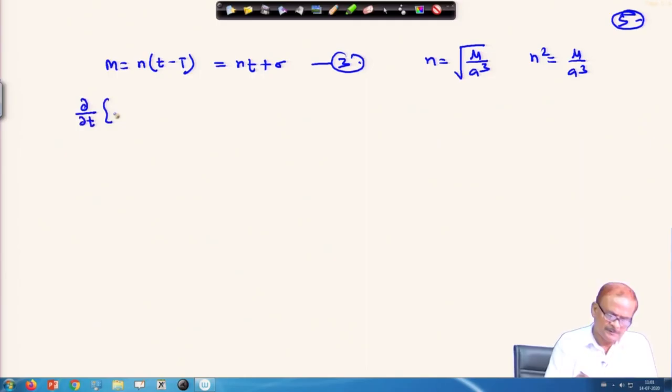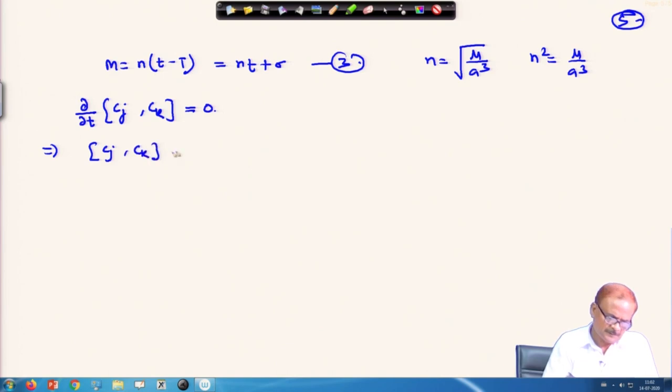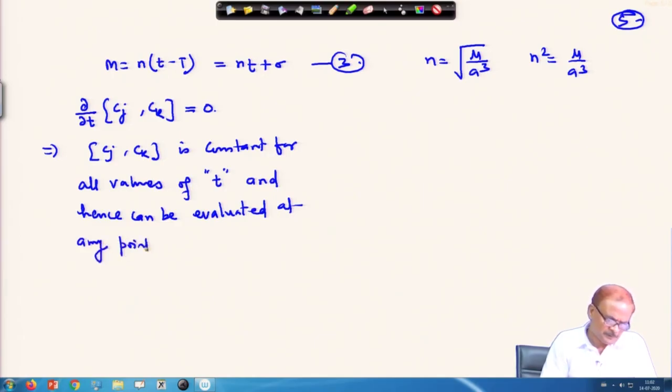So dou by dou t of the Lagrange bracket c j c k, or c i c j, whatever term we have used. This quantity we have written in terms of c j and c k. We will continue with writing this. This quantity is going to 0. And what does this mean? This implies that the bracket c j c k is constant for all values of t, and hence can be evaluated at any point in the oscillating orbit.